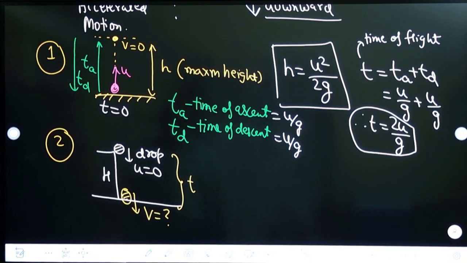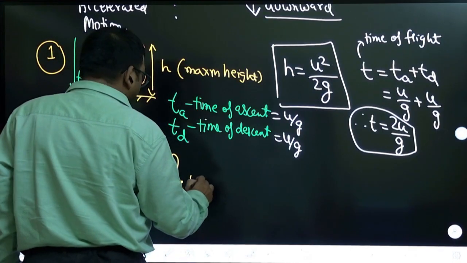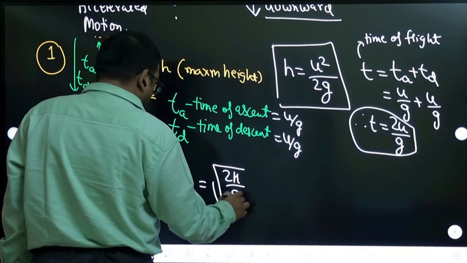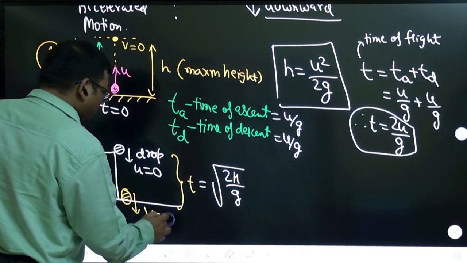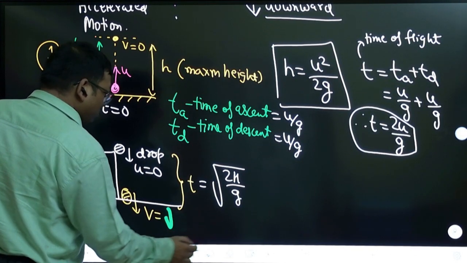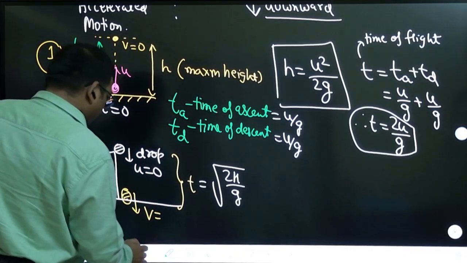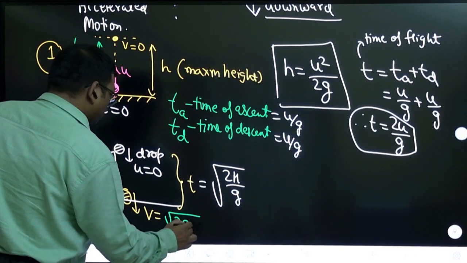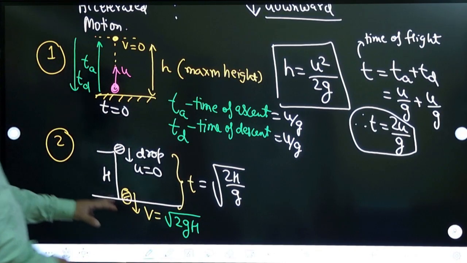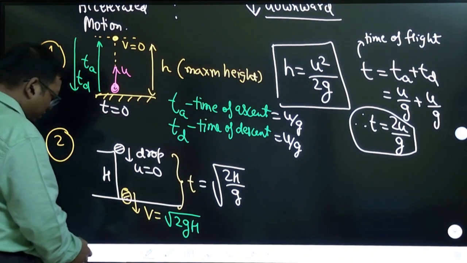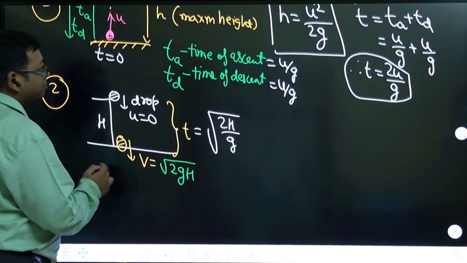So let's write down this formula. This time will be root under 2h by g, and the velocity with which it will reach here is root under 2gh. This velocity will be root under 2gh. Okay, so you have to remember these two formulas here. That's all.